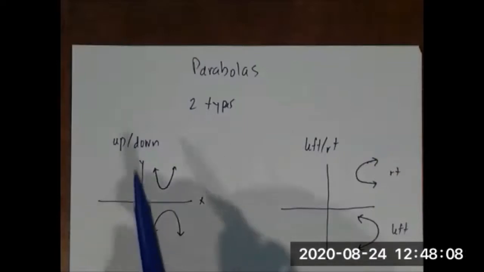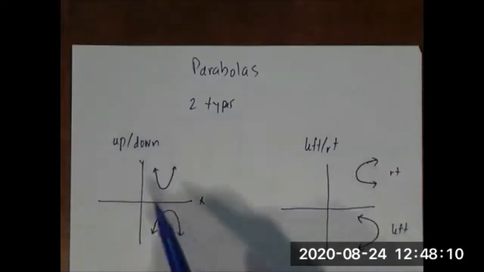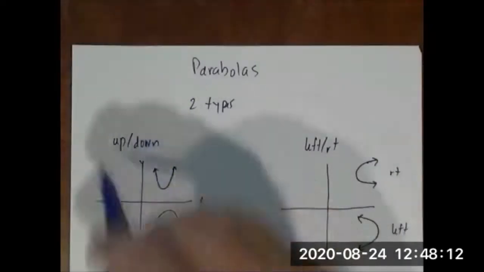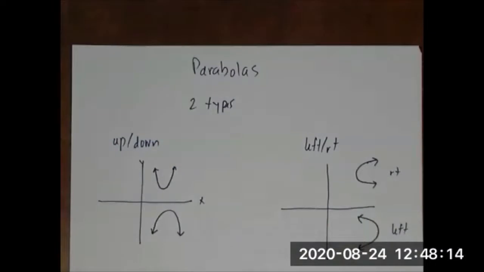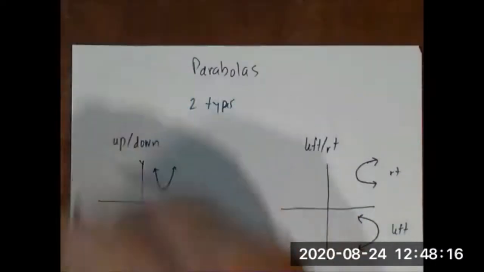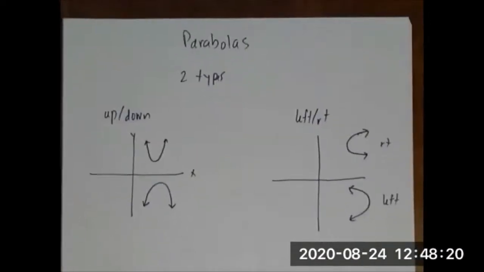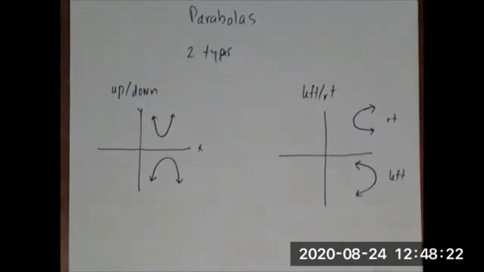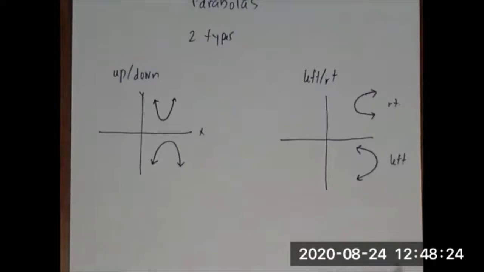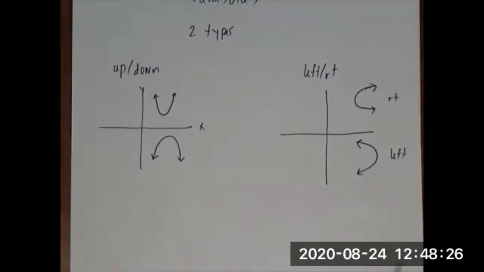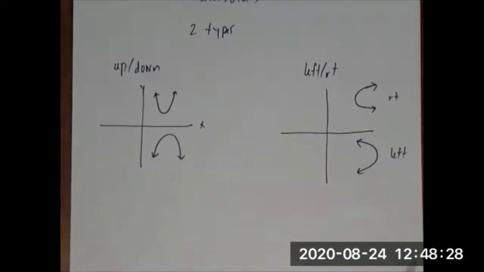Now the reason we break them up into up and down, left and right is because we have what's called a standard equation. We have a standard equation for up and down parabolas, and we have a standard equation for the left and right parabolas. So let me go ahead and write that here now. Of course, a lot of this won't make any sense, but we will go over this.